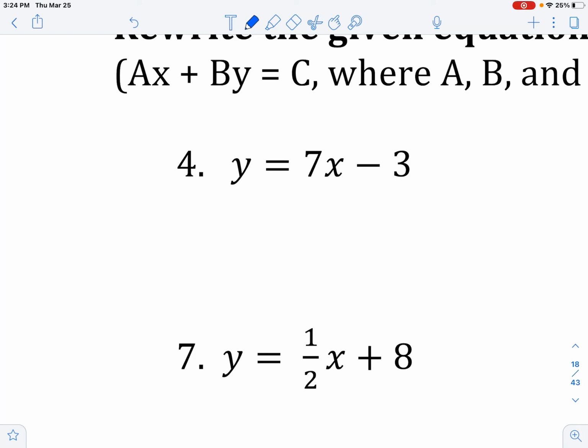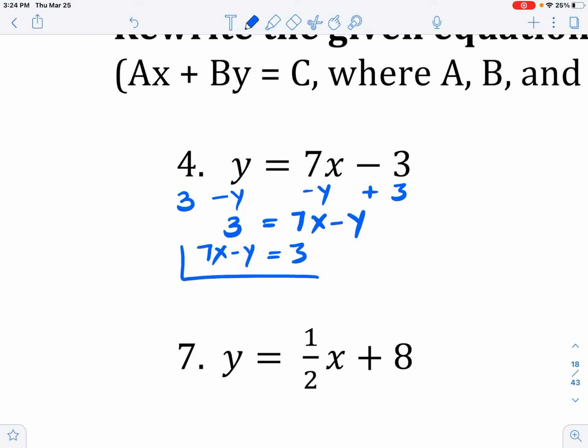I will subtract y from both sides. I can do that. And I would add 3 on both sides, because I don't want the 3 on the right hand side, I need it on the left hand side. So I just added it. I'm having 3 equal to 7x minus y, minus 3 plus 3 is gone, and because it's commutative, 7x minus y is equal to 3. Okay, so that's my answer.